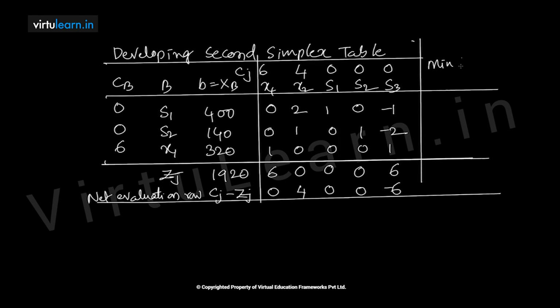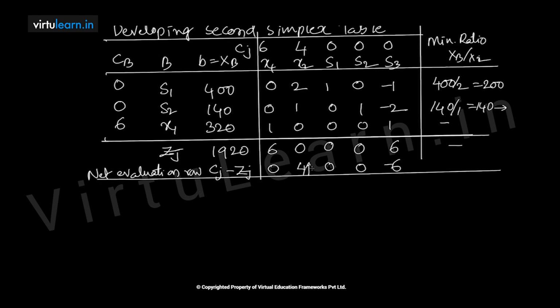For this we will calculate the minimum ratio, which is given by XB by Xi. For X2, 400, which we have taken from here, divided by the X2 value 2 is equal to 200. And here it is 140 divided by 1, which gives us 140. So this is the outgoing variable. Because X1 has already entered, we are not going to evaluate this row. So this is the entering variable.